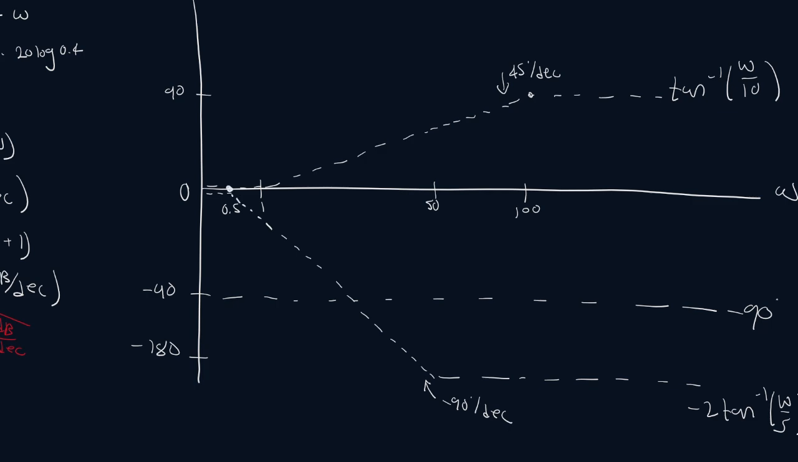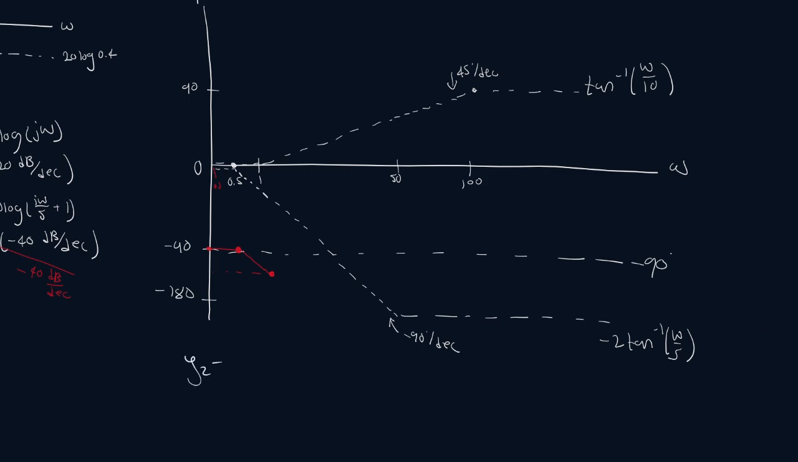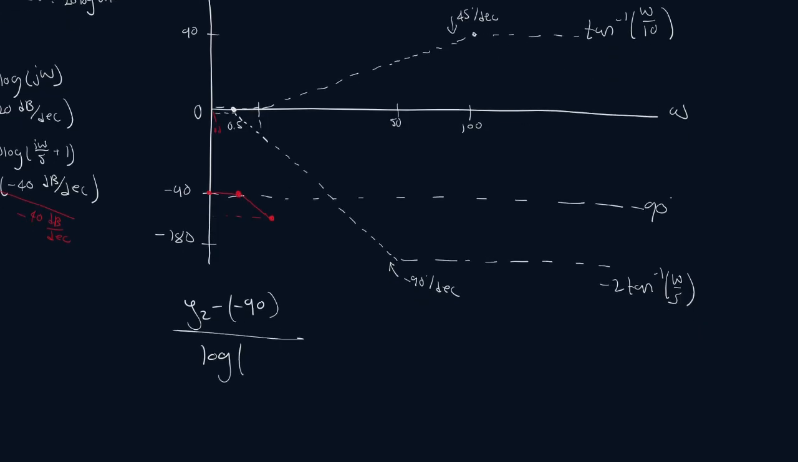Okay. There we go. So from 0.1, because we're not starting at 0, from 0.1 to 0.5, we have a slope of 0. And then from here, we have a slope of minus 90 until we hit 1, okay? Because this is the only thing that's being added to this slope. And then now let's find the point here. So y2 minus y1, y1 being minus 90, all over log of x2 all over x1 equals minus 90.